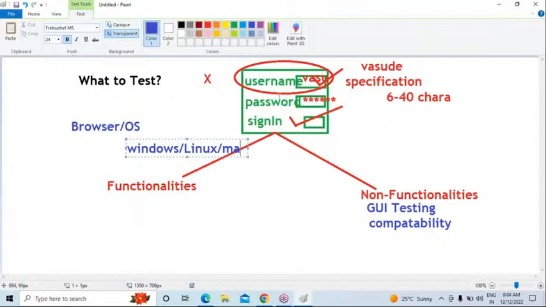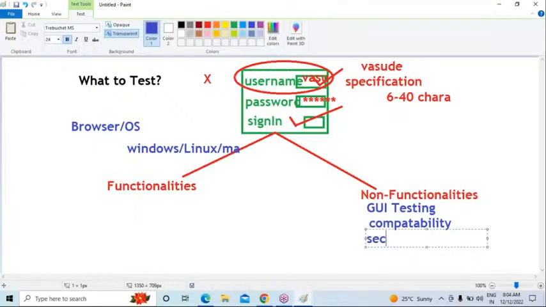For example, with Gmail, I'm opening it in Firefox and you're opening Gmail in Chrome. Someone is opening it in the Safari browser. Someone is using a MacBook, opening Chrome and opening Gmail. Whether the Gmail application is compatible with the MacBook or not, we're going to validate it. So this is how we are going to test it. This is about compatibility testing.